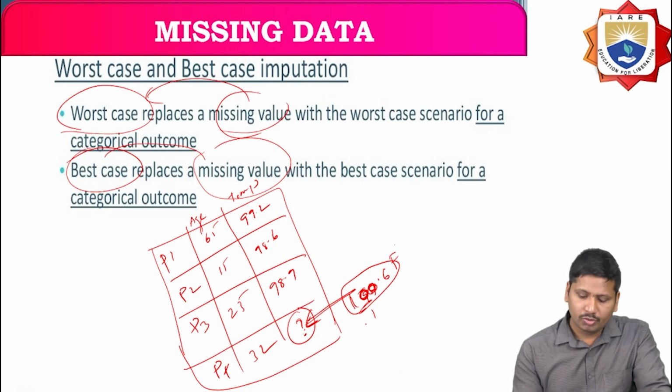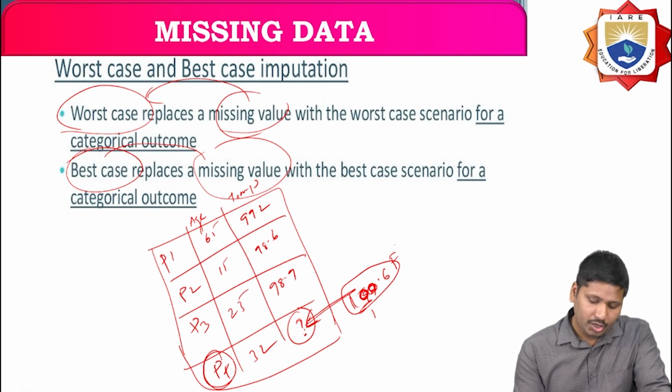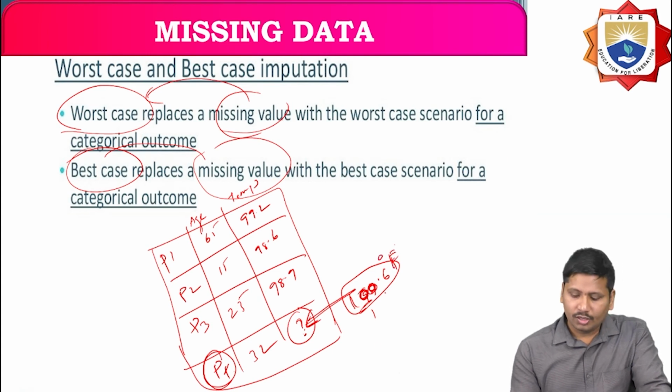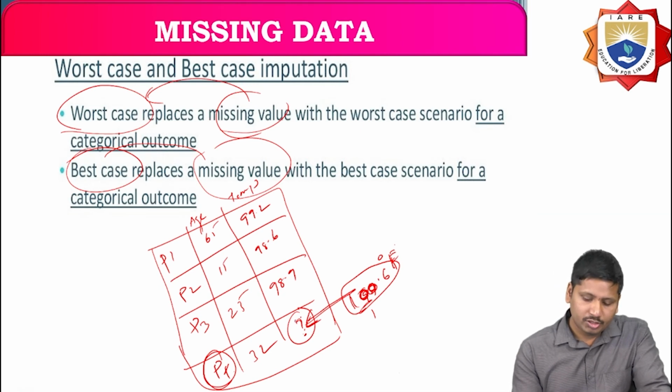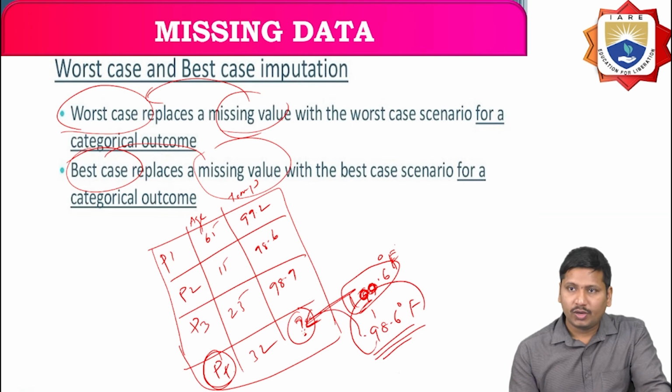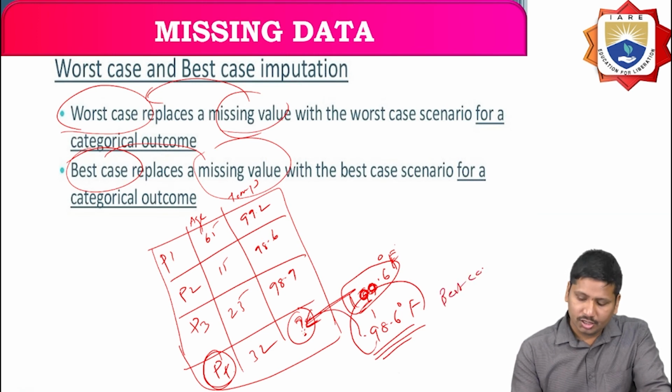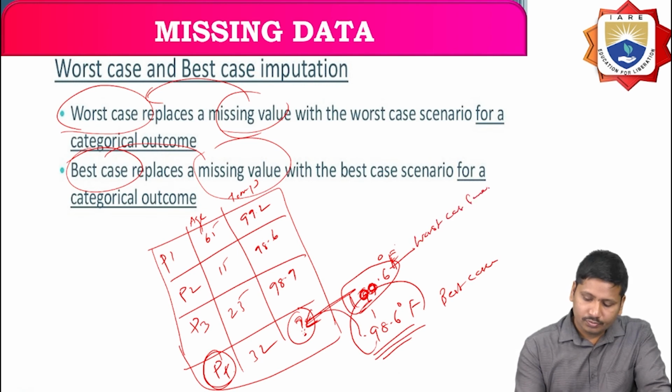And the best case: normally, a person may have COVID or may not have COVID. Suppose the person has COVID, so what will happen? The temperature will be 100 degrees, 100.6 degrees Fahrenheit. Suppose I fill the missing value with the best case, so what will be the best case? 98.6. This is the normal body temperature, right? So I can fill the missing value based on the best case scenario, and this should be based on the worst case scenario.